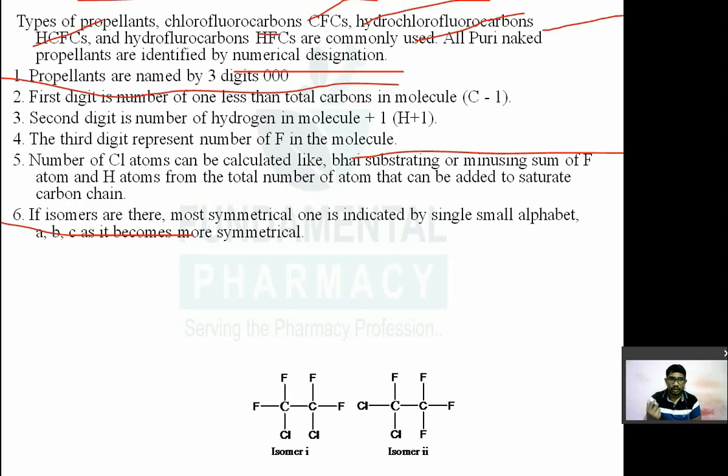If there are isomers in the structure, the most symmetrical one is indicated by a single small letter like A, B, C. If there are two isomers, A and C, then C means more symmetric. So A, B, C indicate the symmetric isomer. You can see in this image that cyclic compounds are denoted by a small c before the number, for example cyclic propellant. If it is a cyclic structure, we denote it with c.